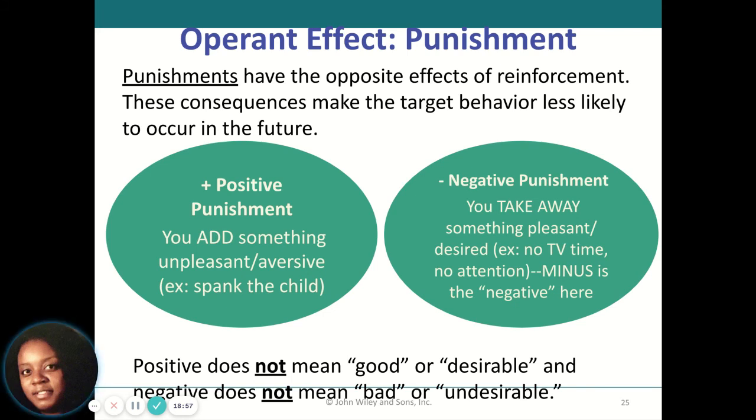So, positive punishment, an example would be if a child receives a spanking because they misbehaved. Negative punishment would be, I'm going to take away your cell phone or your car because you were disobedient. And when you punish something, you don't want those behaviors to occur in the future.